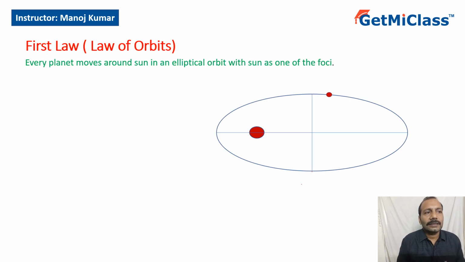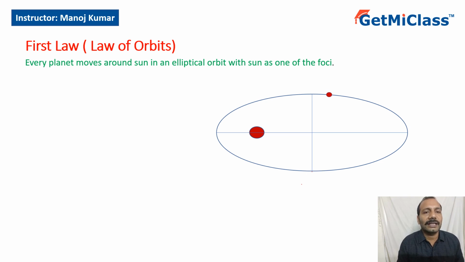First, let's look into the first law or law of orbits. The first law says that every planet moves around the Sun in an elliptical orbit with the Sun as one of its foci. Before Kepler, the general belief was that planets move around the Sun in circular orbits. Kepler proved that every planet moves around the Sun in an elliptical orbit but not a circular orbit. Of course, the ellipticity is not very high, and the Sun is at one of the foci. An ellipse has two foci, so the Sun can be at either of the positions.